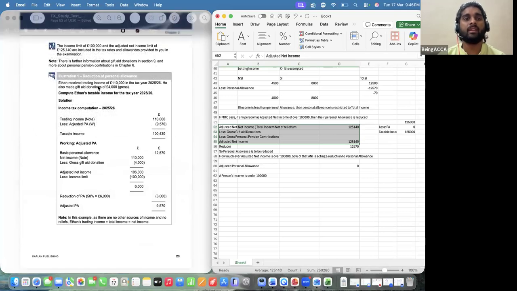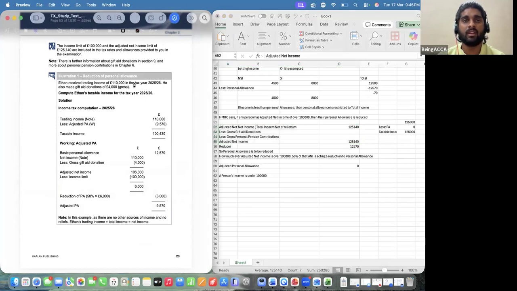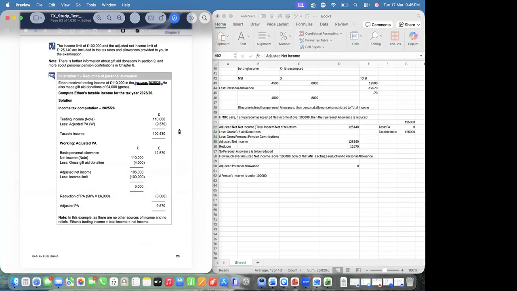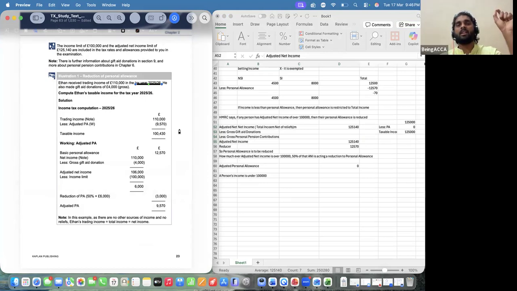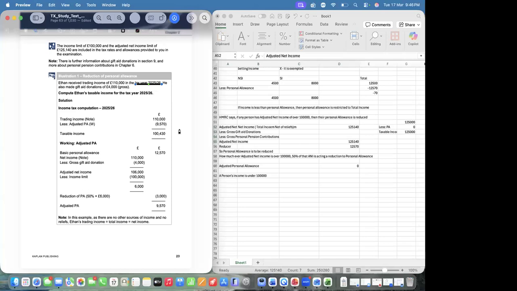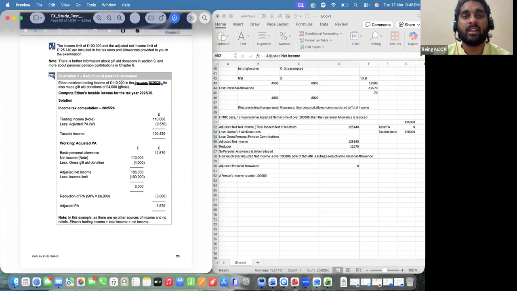Let's take: Ethan received trading income of 110,000 in the tax year 25-26. Here, if you see, they have clearly mentioned the tax year 25-26, which means it is from 6th April to 5th April and not 1st January to 31st December. Whenever they say tax year 25-26, it is always from 6th April 2025 to 5th April 2026. It says the income is 110,000 and he has also made gifted donations of gross 4,000.